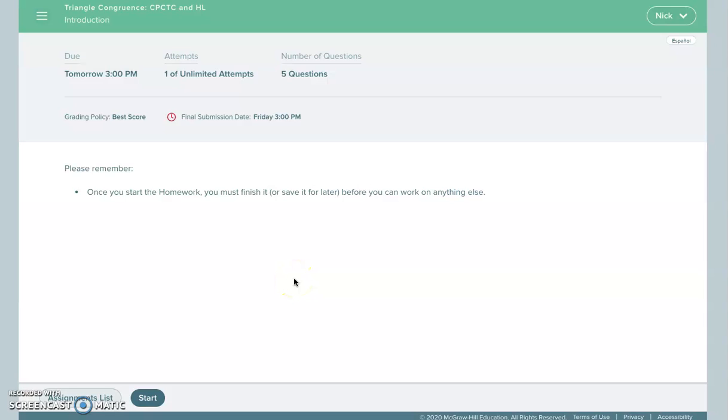Bowman. So today we're going to look at the CPCTC and HL components. The HL is pretty similar to the ones we've already looked at. CPCTC, or corresponding parts of congruent triangles are congruent, is an exceedingly common acronym for these proofs, but it's actually used a little differently. It's after you prove the triangles are congruent. So let's get in and see what we get.